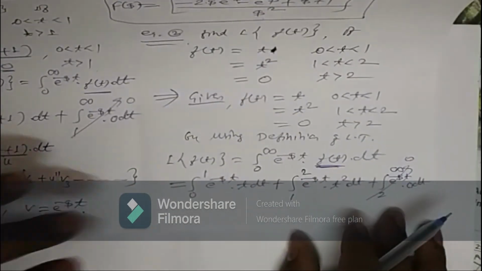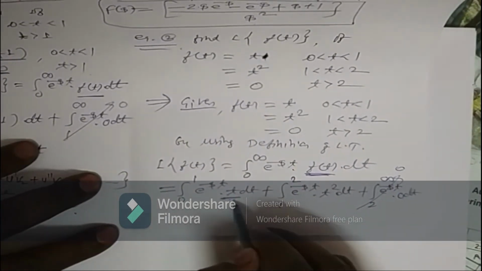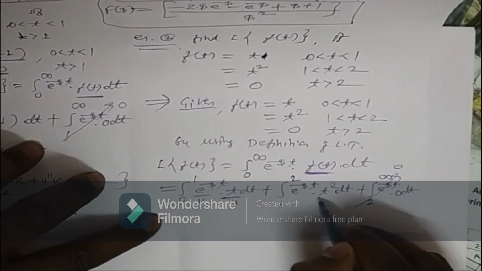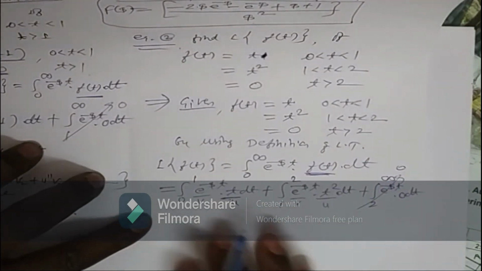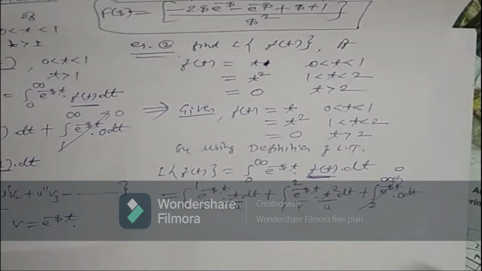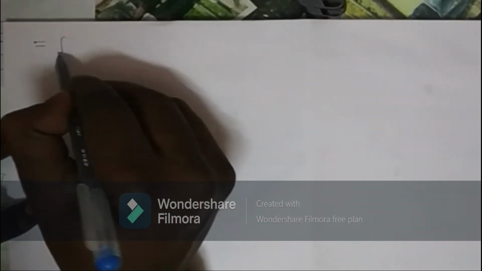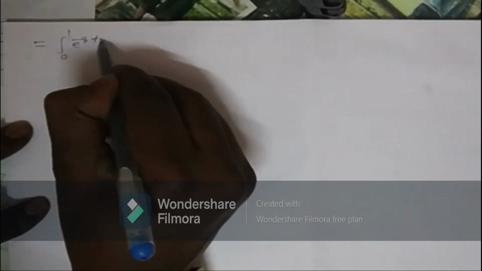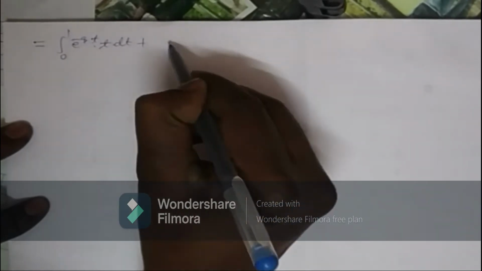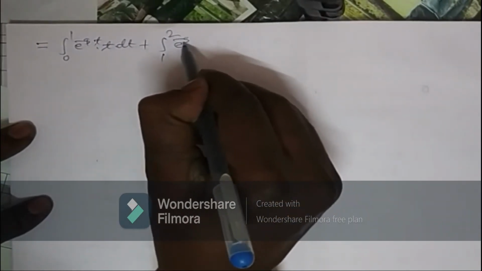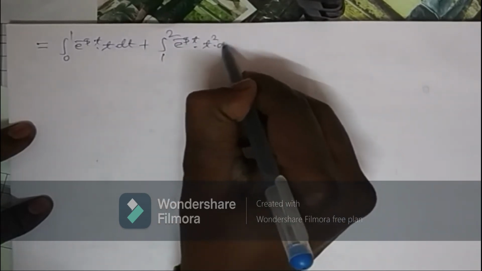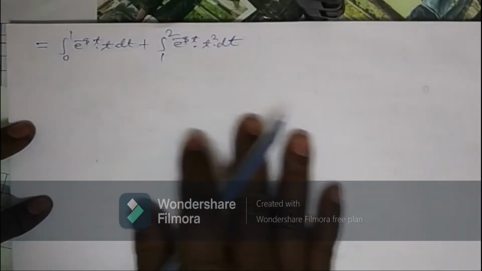Okay, so now you have to solve this. So how to solve this? Here, by using that formula, this will be u and this will be v. So by using integration of u into v we can solve this. Okay, so let us see how to solve. That is equal to integration from 0 to 1 e raised to minus st into t dt first, and second, 1 to 2 e raised to minus st into t square dt. So we have to solve these two expressions.